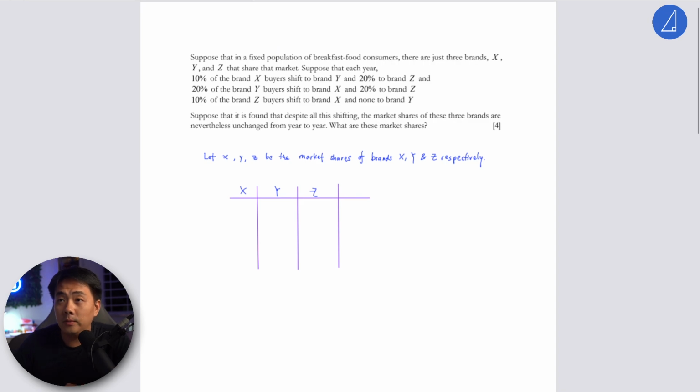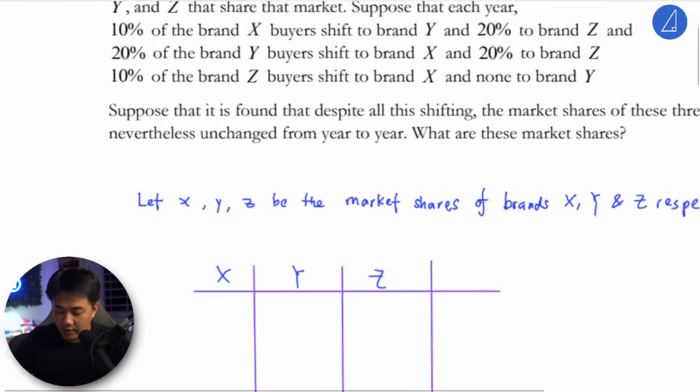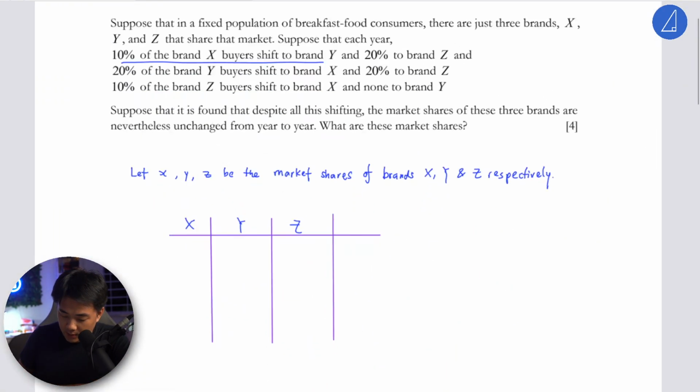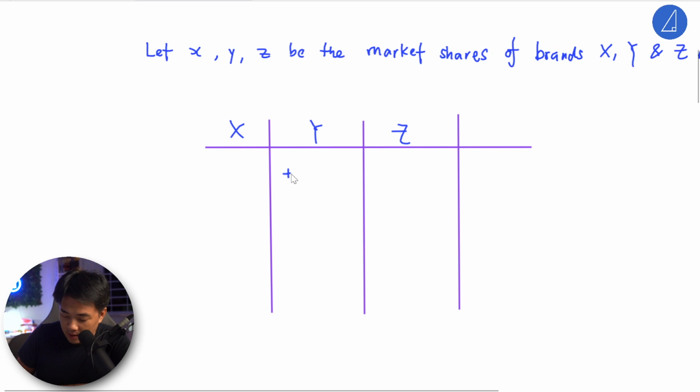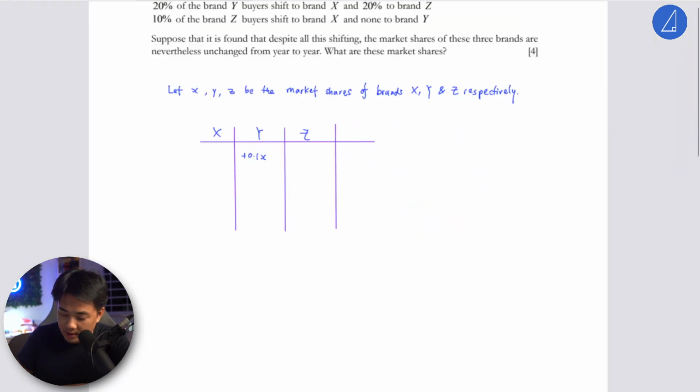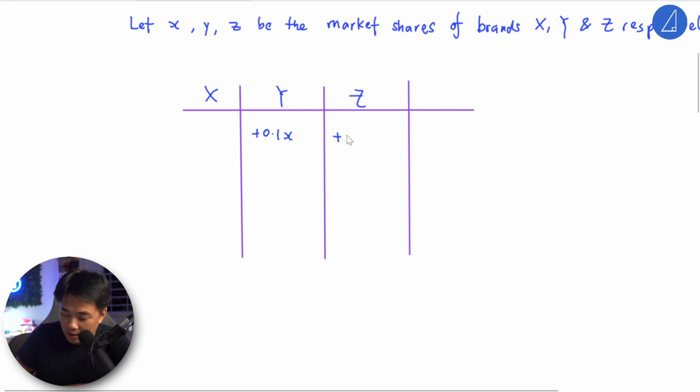So here's what we're going to do. I'm going to just try and understand what's going on. 10% of brand X will shift to brand Y. So I know that 10% will shift, so this is 10% of X. Y would add 10% of X. Then 20% will go to brand Z. So this will be 20% of X go to brand Z.